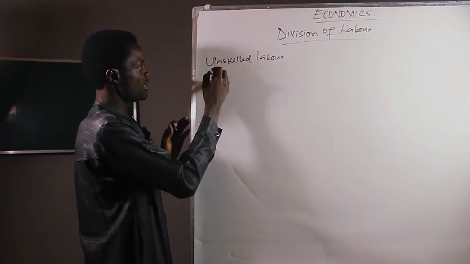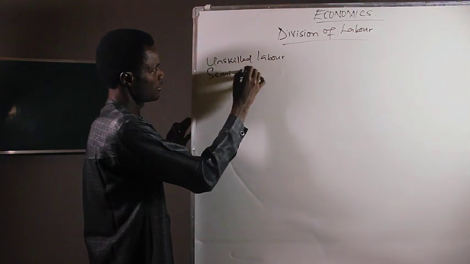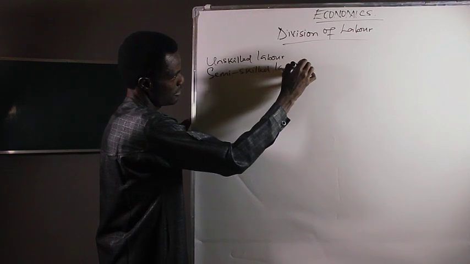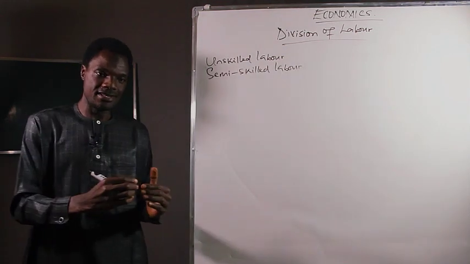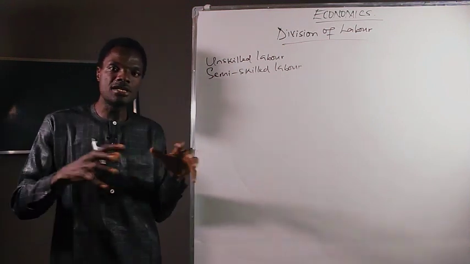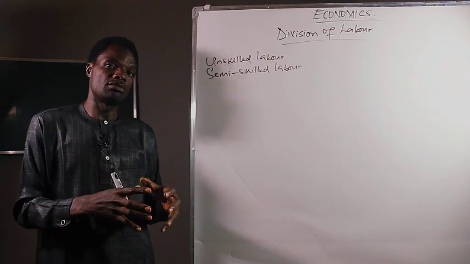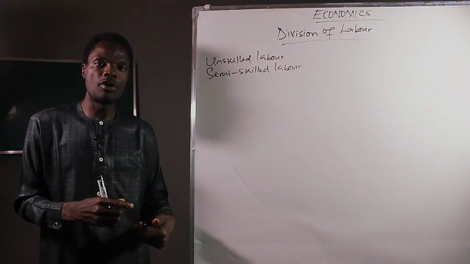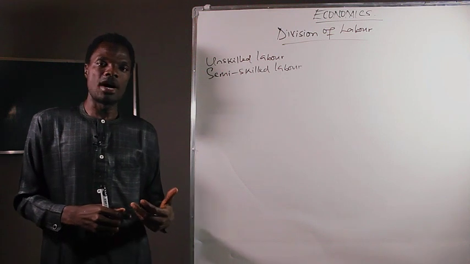Then another category is semi-skilled labor. By this category, we mean it is the human effort that is in between unskilled, but it is not fully developed. That means a situation whereby an individual has qualification, but doesn't have competence to perform an activity very well. Then that labor is referred to as semi-skilled.